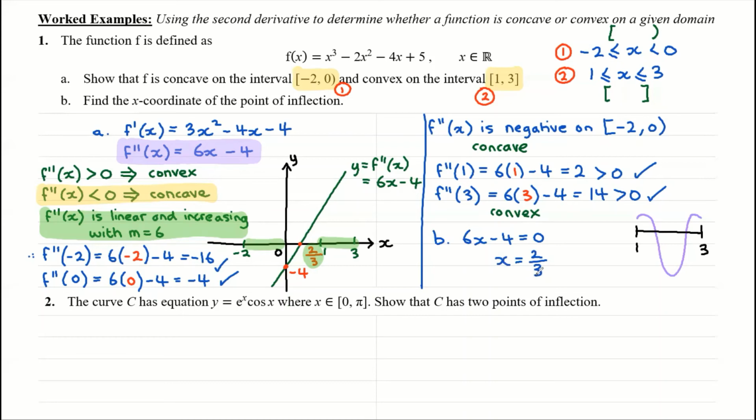So just be careful and make sure you're clear about what type of function your second derivative is before you start drawing conclusions about whether it's going to be purely positive or purely negative on a given interval.